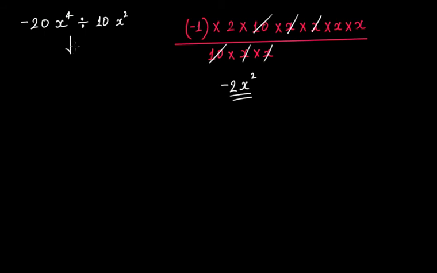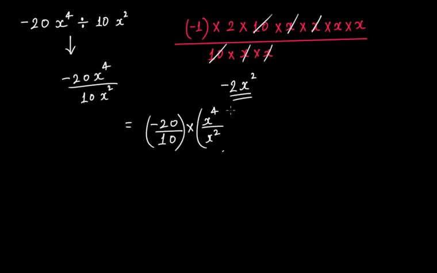Let's solve it using the laws of exponents. So minus 20x raised to power of 4 divided by 10x raised to power of 2. We can write this as minus 20 divided by 10 multiplied by x raised to power of 4 by x squared. So when you perform this division, that is minus 20 divided by 10, you will get minus 2 multiplied by x raised to power of 4 minus 2, you get minus 2x raised to power of 2. So this answer, both are the same.